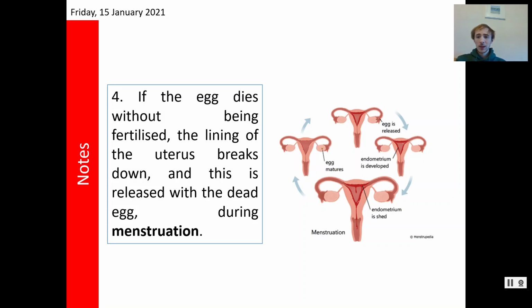Copy that down. This is happening after the egg dies, if it's not fertilized. We're talking about day 16, 17, but again, that can change, obviously. Fine.